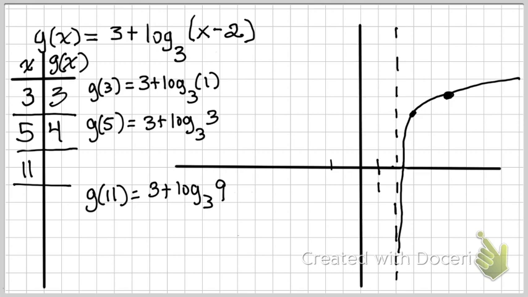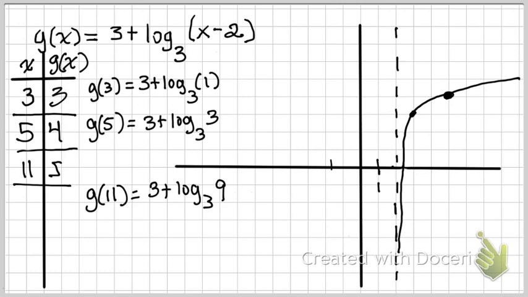I'm going to say what power of 3 equals 9? 2, of course. So log base 3 of 9 is equal to 2. And I would have 3 plus 2, which is equal to 5. So that's just another point to reinforce how the logarithms work.